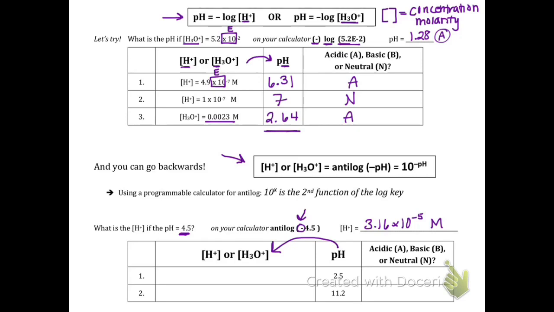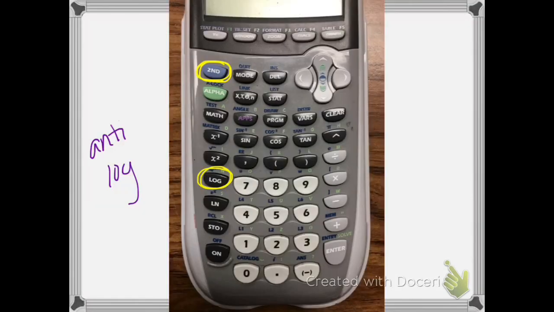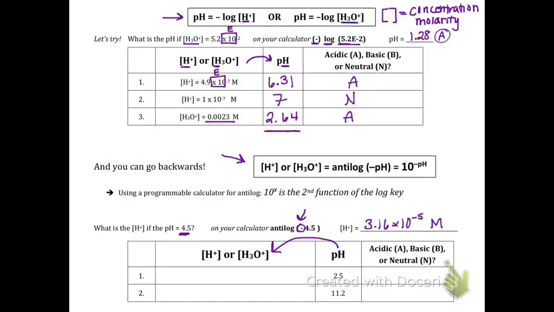You're going to do your anti-log, so you're going from pH backwards to concentration, so you have 2.5. So you're going to do anti-log, which is second log, and you're going to press that negative, which is down here. Don't press subtract, but press negative. So second log, negative of your pH, which is 2.5 here, and you try to get the answer. So you can pause here and try the next two on your own, and then check your answers. They're going to pop up.